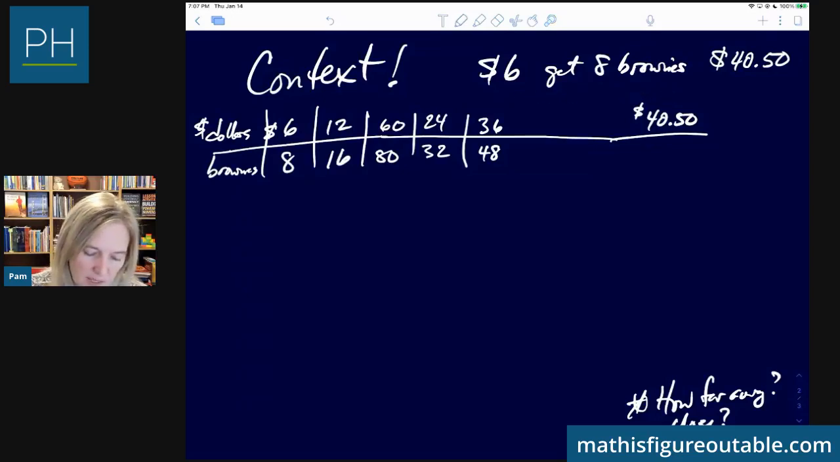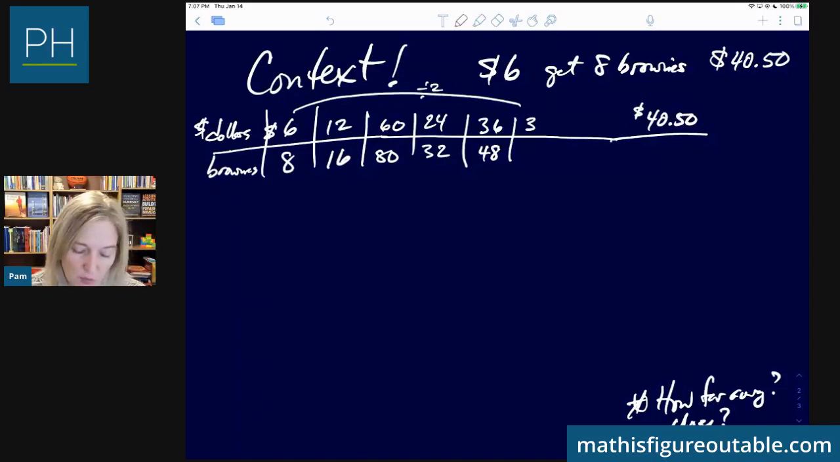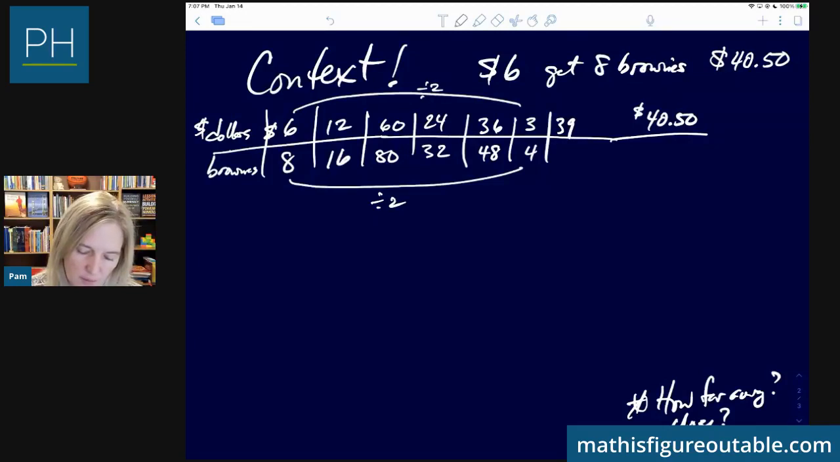Well, some kids might say, from that original 6, I can cut that in half. And so if I divide that by 2, then that would be $3. Okay, so $3 is close. That's getting me there. And then I would have to divide that by 2, and so that would give me 4 brownies. Okay, what do I still need? So that would be $39, right? And for $39, then we've got what, 52 brownies? All right, okay, let's see. What do we still need?